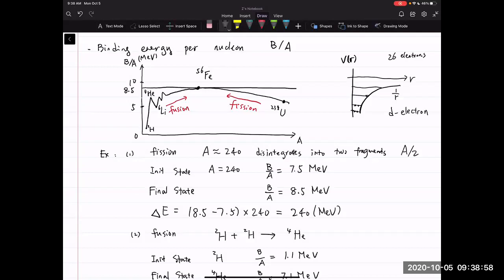It's related to the angular momentum of the electron and s, p, d electrons. So they represent different orbitals of electrons. So the chemical properties of the ion are determined by this d electron. And the reason this property is decided by the d electron is because we only have 26 electrons inside the ion. And the reason for 26 electrons is because we have 26 protons inside the ion.